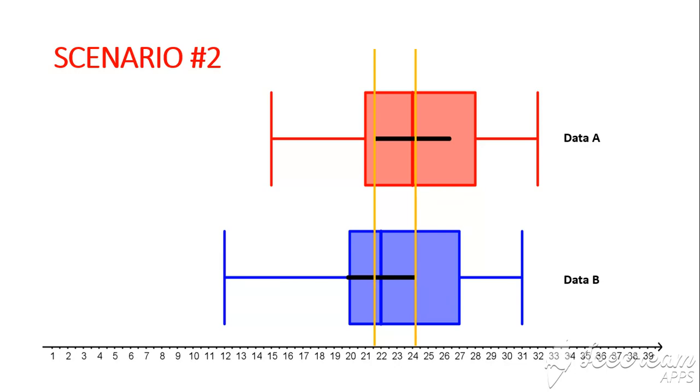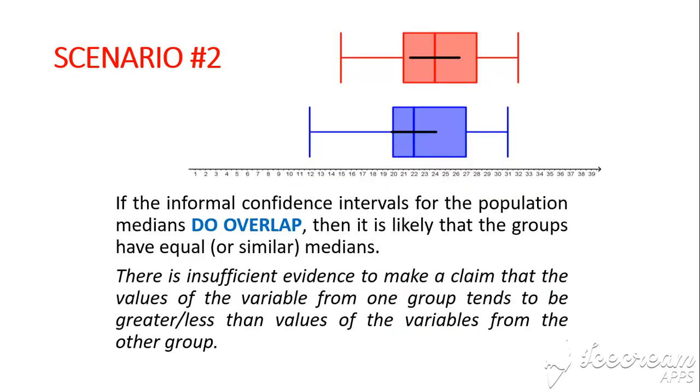So there's a very good chance that the two groups could have the same population median. So we're going to say there is insufficient evidence to make a claim that the values of the variable from one group tend to be greater or less than the values of the variable from the other group. In other words, we're pretty confident that they could have the same population median, or they could be similar.